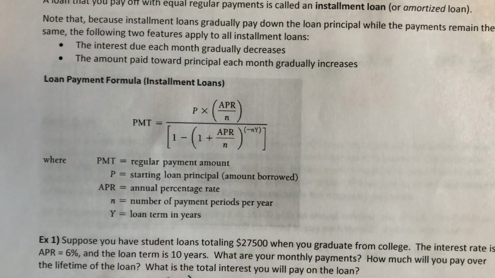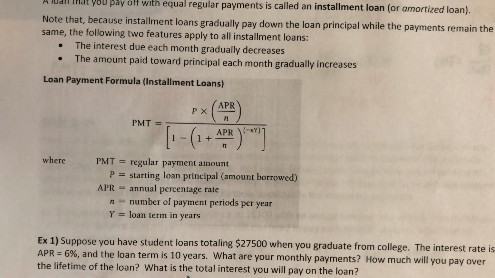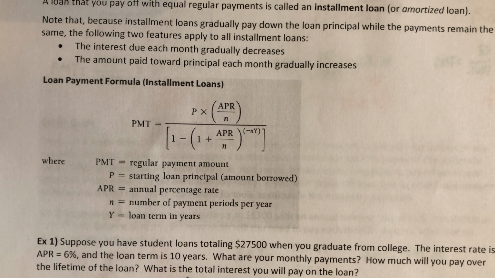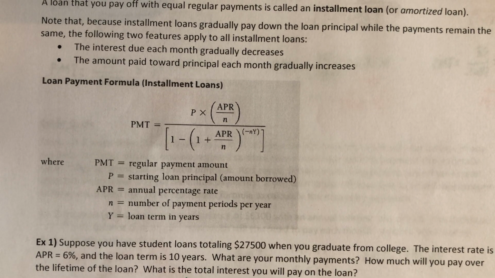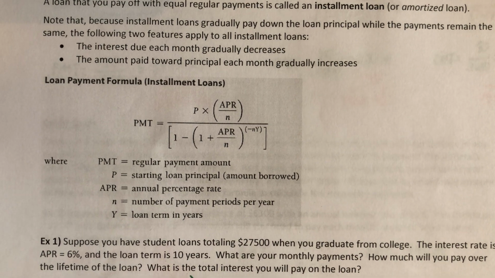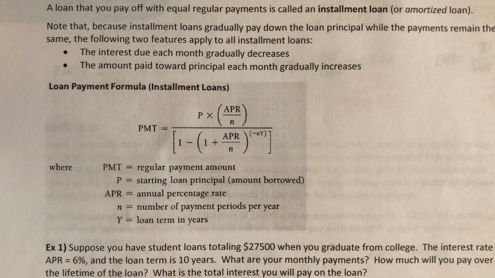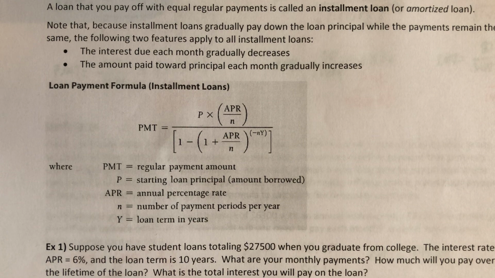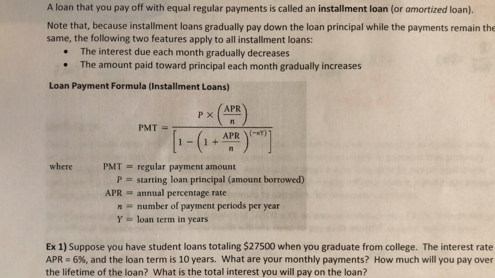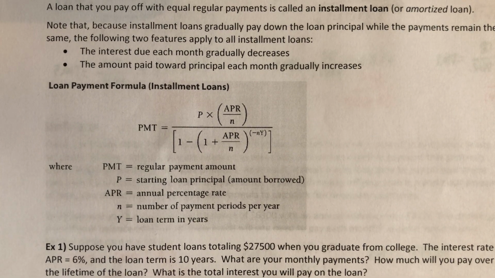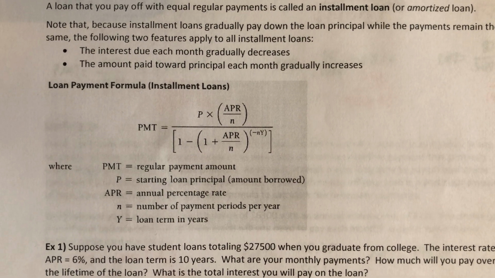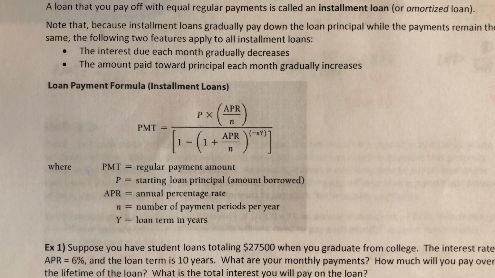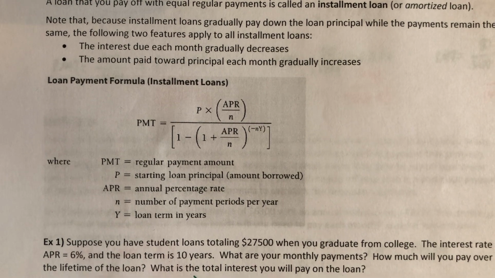All right, so PMT is our monthly payment. That is going to stay the same each month. The P is your principal. That's the amount that you borrowed. APR is our interest rate. n is the number of payments per year. For almost all of these, it's going to be 12, making monthly payments. And y is your term in years.